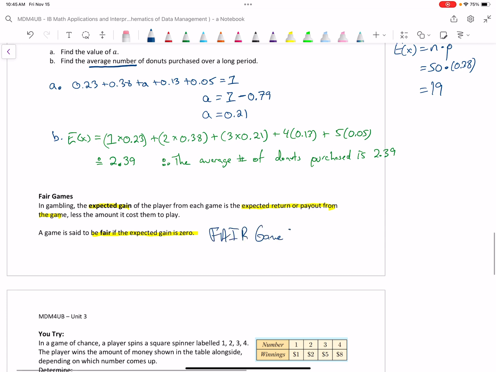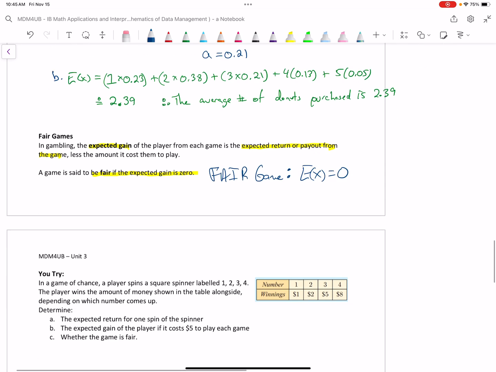So I would say a fair game, just so we have it written down explicitly, is where the expected value is either equal to 0 or where the expected winnings is equal to the cost to play. So they would even each other out. Almost no games involving money have an expected value of 0. They're not designed so that they're fair. They're designed for some person to make more money than the other person. So it's an important concept.